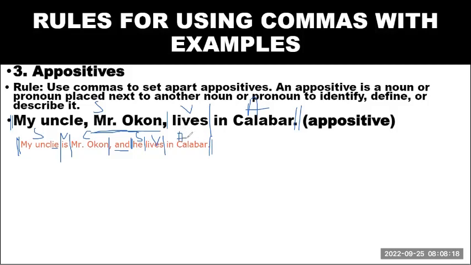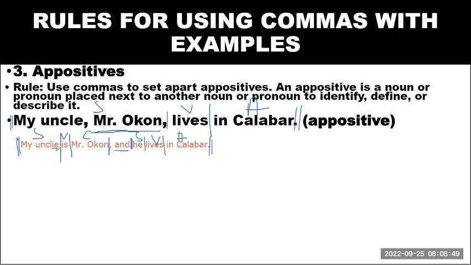So here we have two clauses, but using an appositive, we have only one clause. So that is what an appositive does. We eliminate the linking verb, and then we combine the appositive with the primary subject, and two of them become what we call a compound subject. My uncle, Mr. Okon, lives in Calabar.